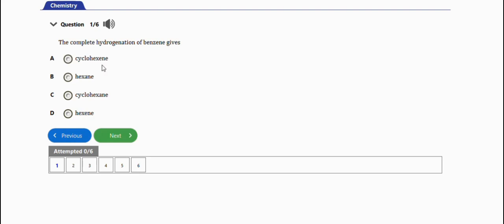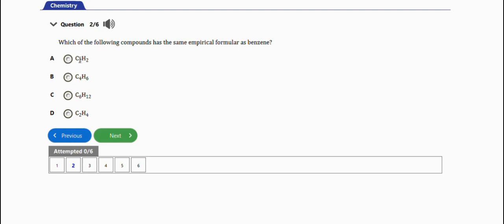So guys, the answer will be cyclohexane, option C. Very important. Alright, so that's the correct answer to this question. The next repeated question will be this one. It says, which of the following compounds has the same empirical formula as benzene? Alright, so guys, the right answer here would be this option A.